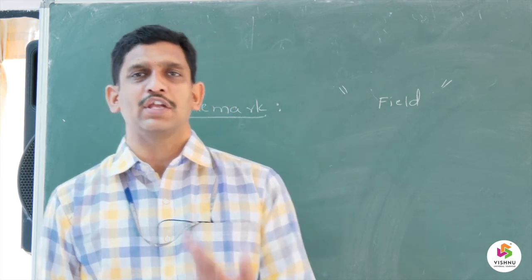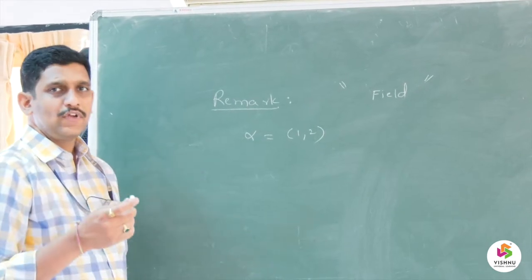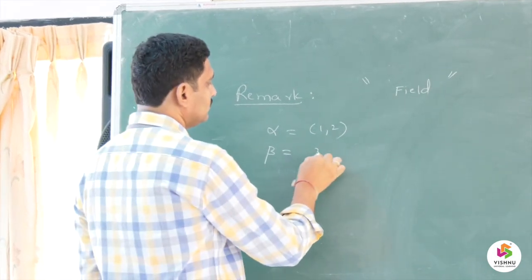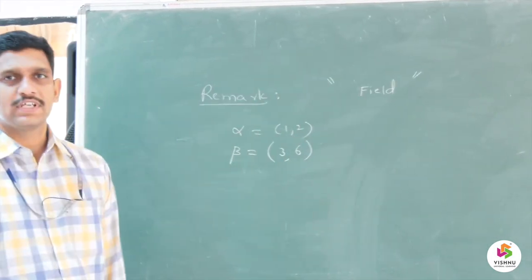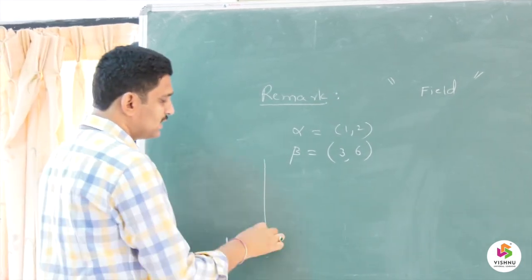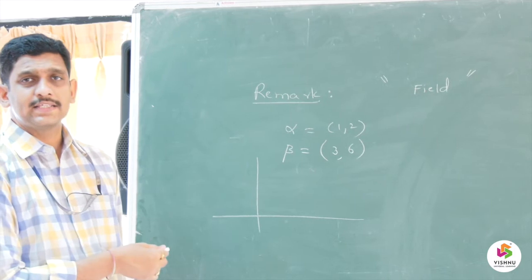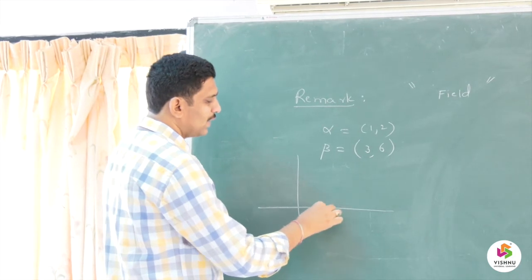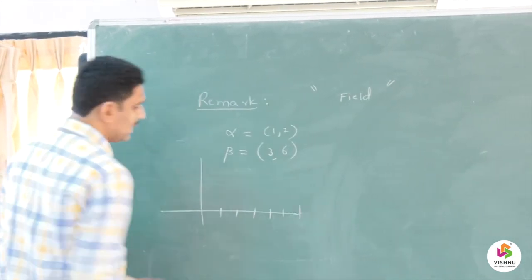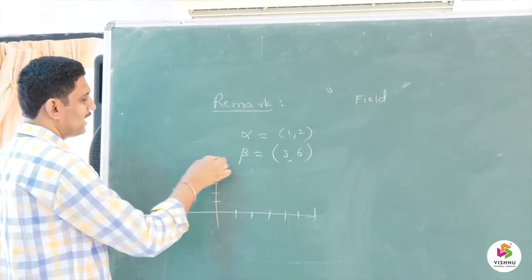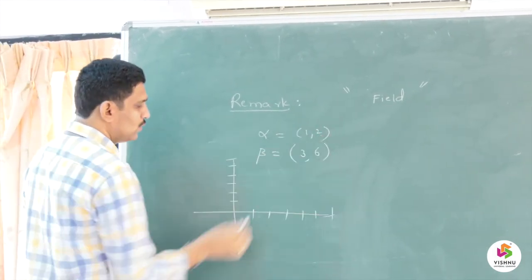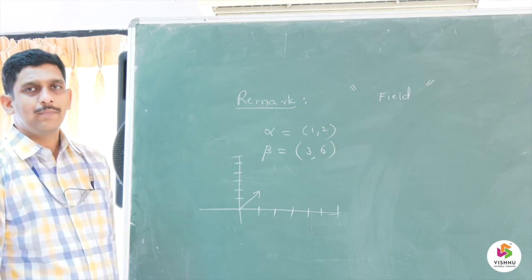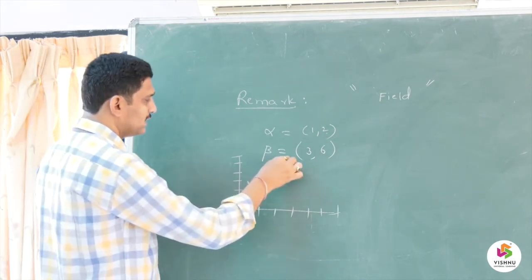It means especially I have taken 2 vectors. Let us take alpha is equal to (1, 2), and let us take beta is equal to (3, 6). So let us draw the picture for this. I have taken this example already in the previous class. Let us recollect this one more time. So here if you give the numberings, this is 1, 2, 3, 4, 5, 6. Here also you have 1, 2, 3, 4, 5, 6 like this. So (1, 2) alpha means this is 1 and this is 2, this is my alpha. And beta is nothing but (3, 6), so this is 3 and this is 6.